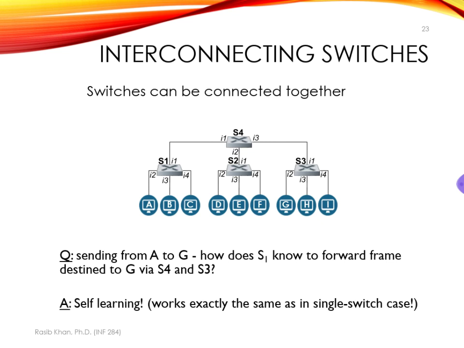For example, if host A would like to send something to host G, how would switch S1 know that it needs to forward the frame through S4 and S3 to be able to reach G? The concept is actually exactly the same. The forwarding logic that we looked at earlier allows us to populate the records in the MAC address table through self-learning, and it works exactly the same way.